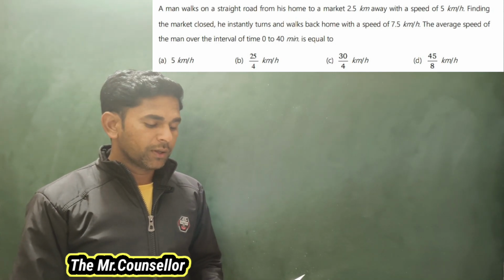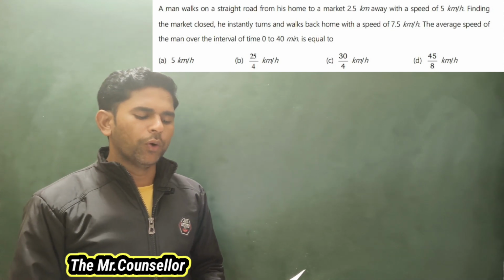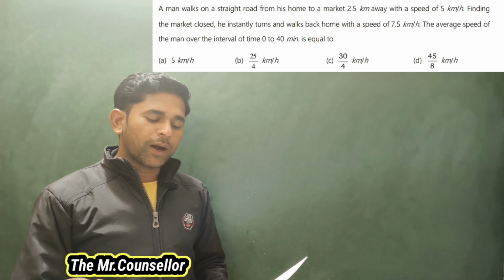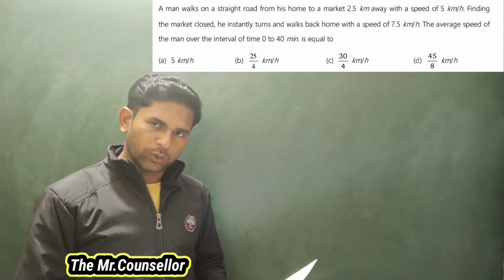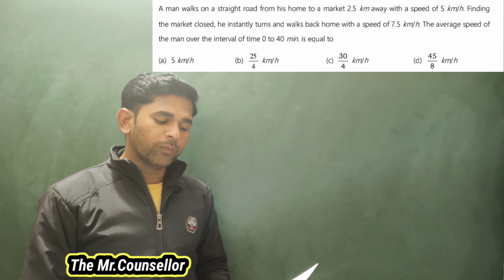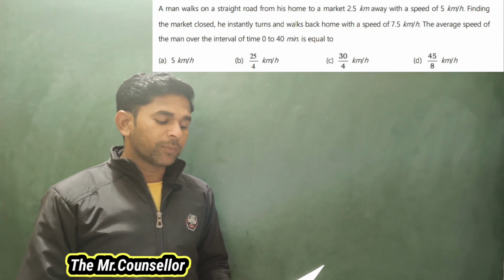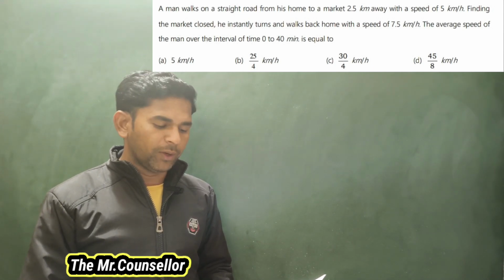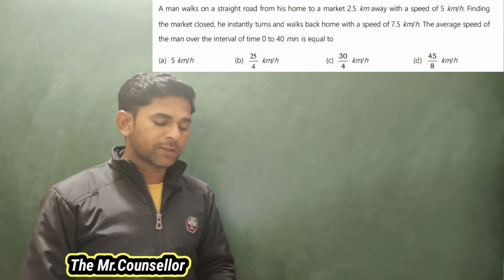Next question you can see on the screen. Very important question. A man walks on a straight road from his home to a market 2.5 km away with a speed of 5 km per hour. Finding the market closed, he instantly turns and walks back home with a speed of 7.5 km per hour. The speed of the man over the interval of time 0 to 40 minutes is equal to what? So for 0 to 40 minutes they are asking speed.